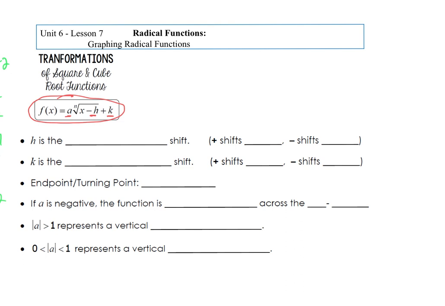So let's start with h. Now notice the h, I'm going to do a different color here. H right here, it's always with the x. Now we've done this with absolute value and parabolas. H is with the x. The x-axis moves side to side, left to right, which is horizontal movement. And horizontal actually starts with an h. So h is the horizontal shift.